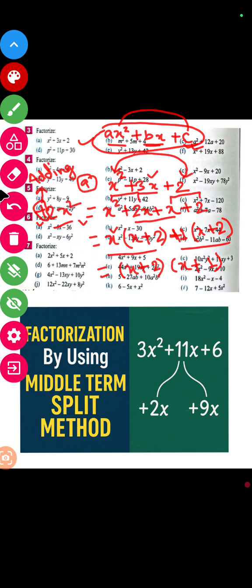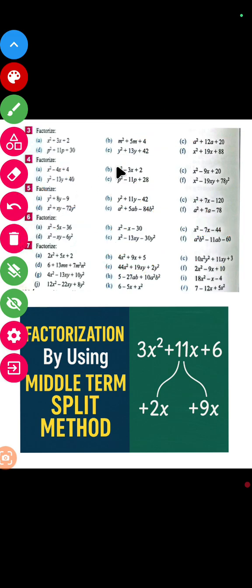So let us move to the next question now. Let us see the last question, number 3f. Question number 3f, we have got the expression x square plus 19x plus 88. This expression is also in the form of ax square plus bx plus c. We have to split the middle term in such a way that by adding it should come 19, and by multiplying it should come 88x square.